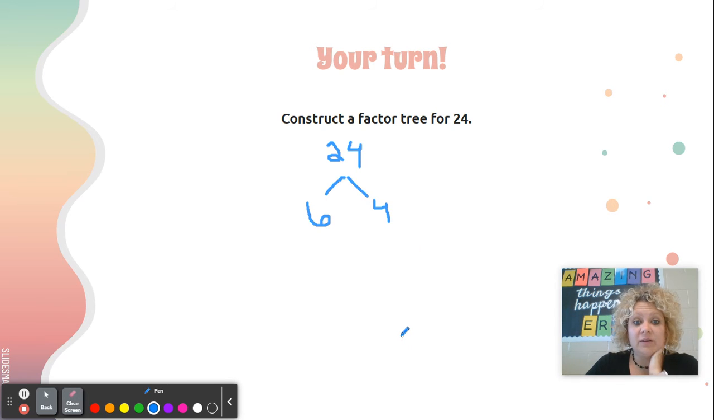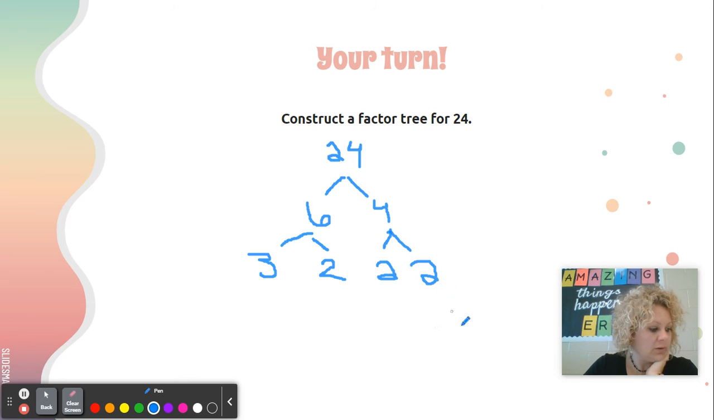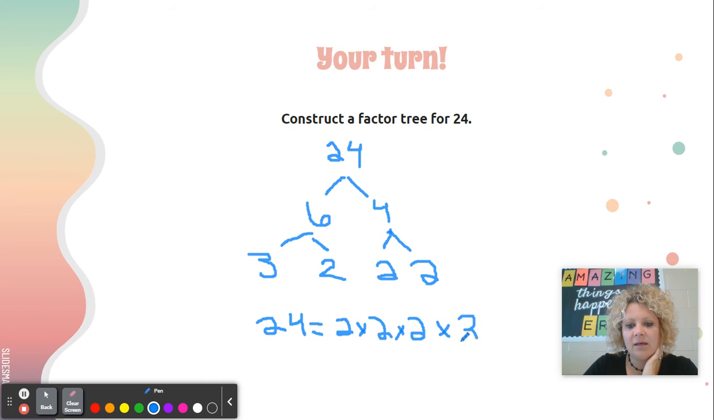And you could have done something different. There are other ways. Now, 4 and 6 were both composite. So I'm going to do 3 and 2, because 3 times 2 is 6. And then I'm going to do 2 and 2. So for 24, here's my factor tree. And I have 2 times 2 times 2 times 3. That is my prime factorization of 24. Now your factor tree may look different, and that's fine, but you'll have the same factors. You'll have three 2s and you'll have a 3.